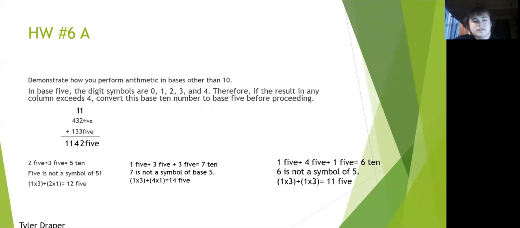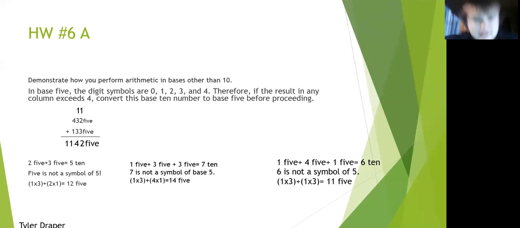Homework number 6. This will be problem A. Demonstrate how you perform arithmetic in bases other than 10. In base 5, the digit symbols are 0, 1, 2, 3, and 4. Therefore, if the result in any column exceeds 4, convert this base 10 number to base 5 before proceeding.